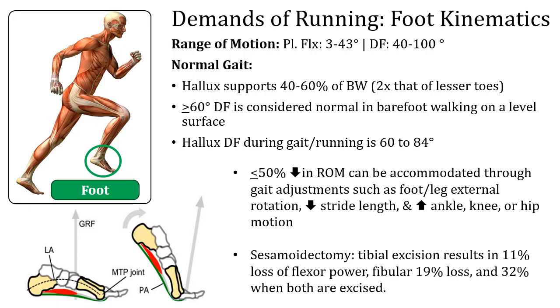It's also important to acknowledge the role of the sesamoids here. So sesamoidectomy, when the sesamoids are removed, the tibial excision specifically results in 11% loss of flexor power, whereas when the fibular sesamoid is taken out, a 19% loss, and then when they're both excised, a 32% loss. So that length tension relationship, not dissimilar from that of the patella at the knee, really allows for a significant and meaningful force generation capacity of the hallux flexor.